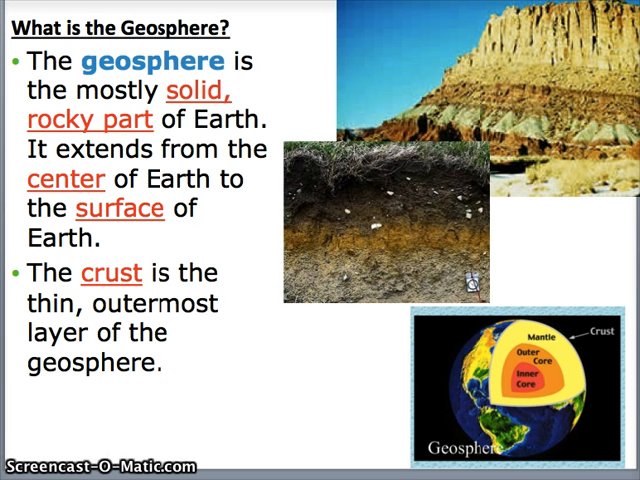What's the geosphere? The geosphere it's mostly solid. It includes all the rocks and soils of the Earth. It extends from the center of the Earth, right here in the inner core, all the way to the surface. We call the surface the crust, and this is where we live, and we see lots of mountains and soil on our Earth.